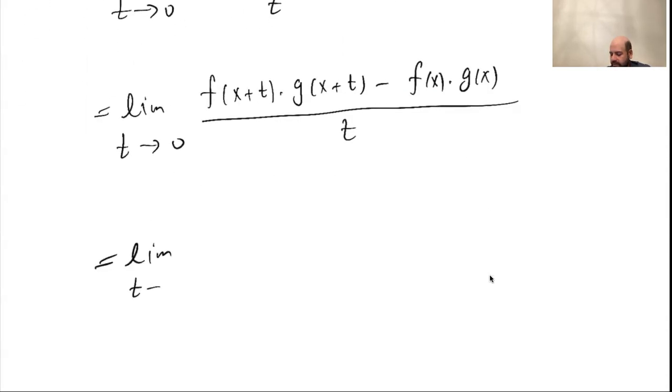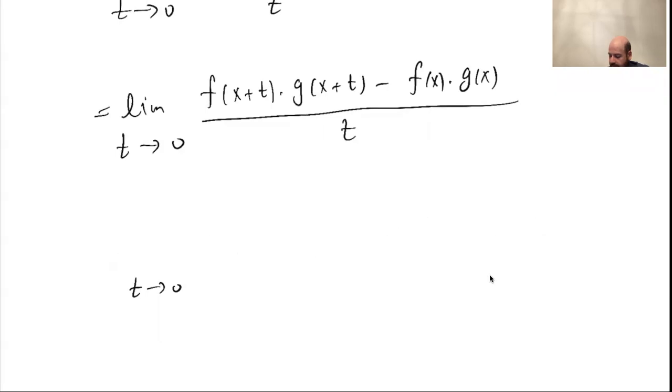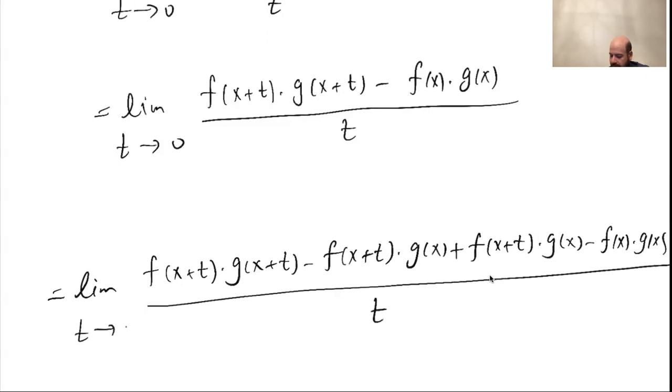So limit t goes to 0. And then I can say f of x plus t times g of x plus t minus f of x plus t times g of x plus f of x plus t times g of x minus f of x times g of x divided by t. T approaches to 0.